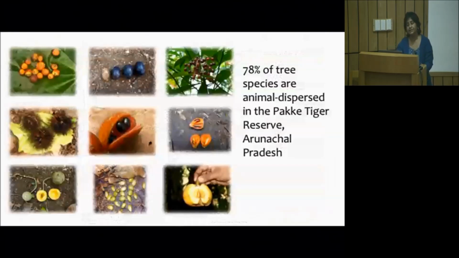In the initial phase, when I started my PhD research there, one of the things that I documented was that out of around 165 tree species that we documented in our vegetation plots, 78% of the tree species in Pakke Tiger Reserve were dispersed by animals, and bird dispersal was even more prominent than mammal dispersal. So fruits were adapted mainly for animal dispersal.